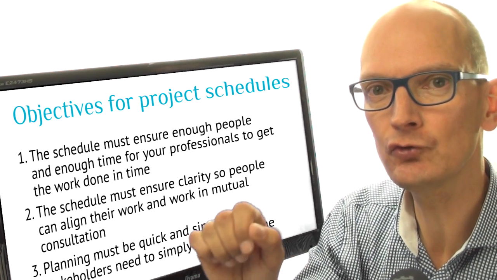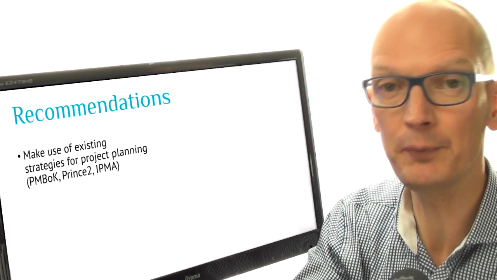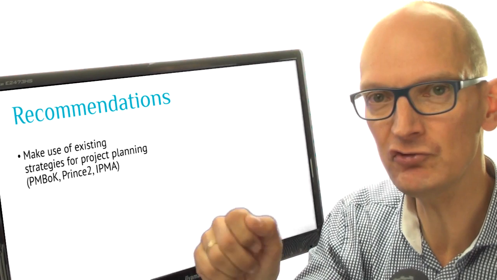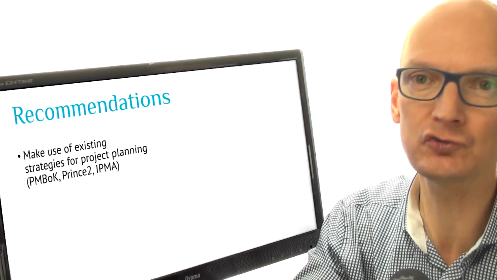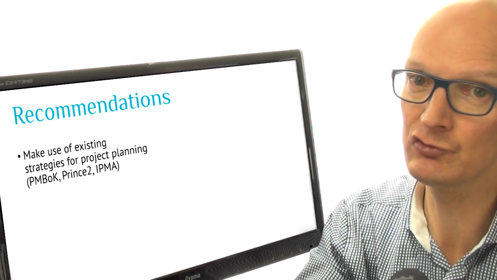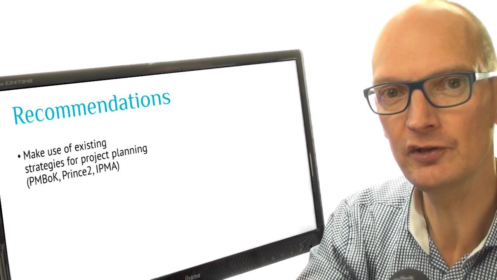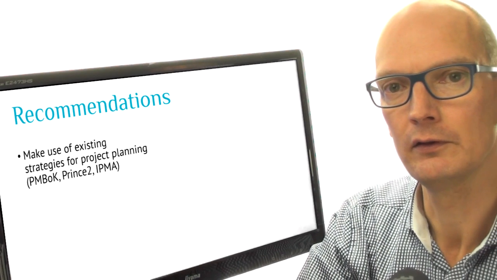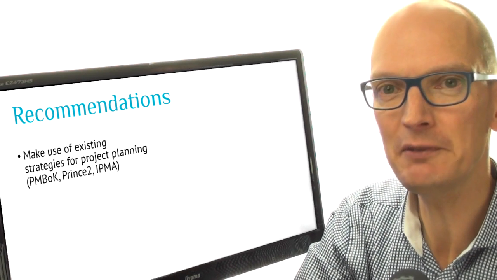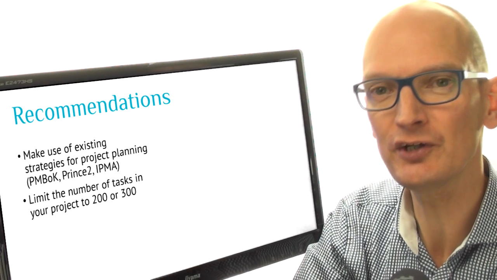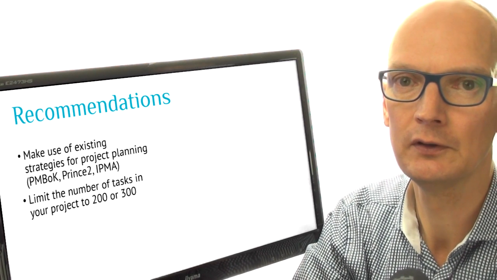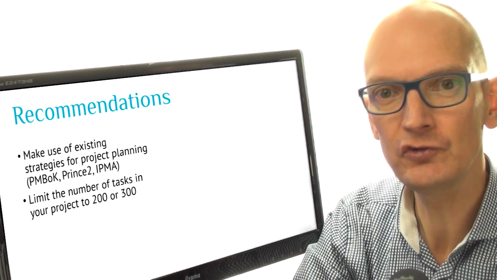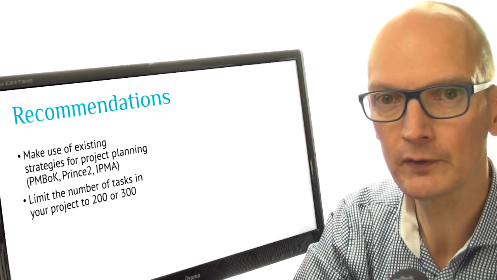The first one is make use of the existing recipes for planning from PMBOK Guide, PRINCE2 or IPMA. These standards provide massive strategies for planning. Don't try to reinvent the wheel yourself. Life is too short. And if you're interested in learning some basic planning, just let us know. The second one is limit the number of lines or tasks in your project to max 200 or 300. More detail isn't necessary, nor does it reduce your risk. Resist the temptation to add more tasks.